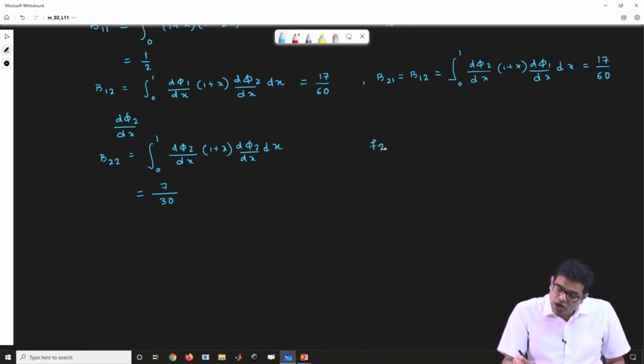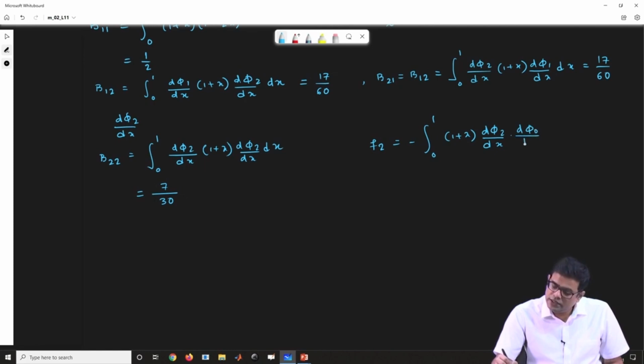Similarly F2 we can find out, which is the integral 0 to 1 of 1 plus x into d phi 2 by dx into d phi 0 by dx. See, d phi 0 by dx is constant, so essentially it is the integral 0 to 1 of 1 plus x into d phi 2 by dx into 1 dx. This will give me 1 by 12.